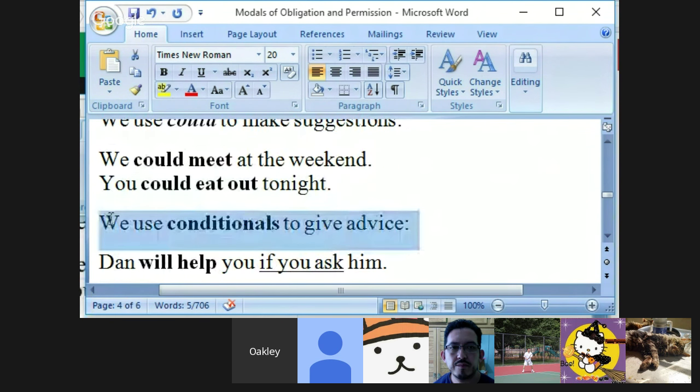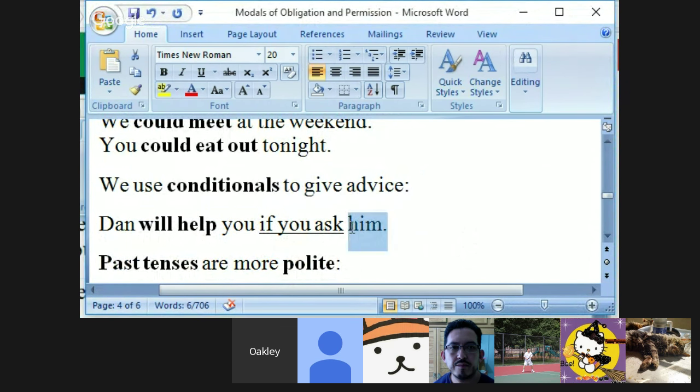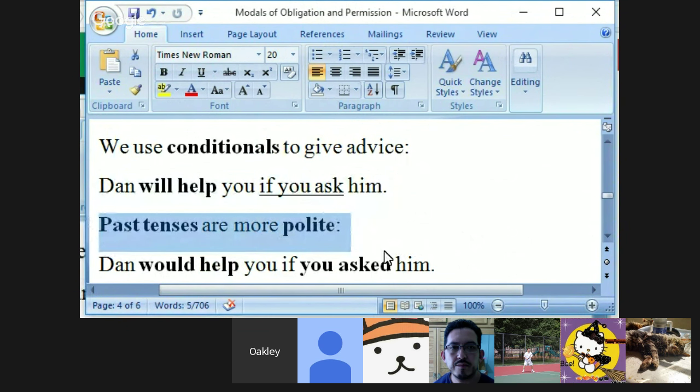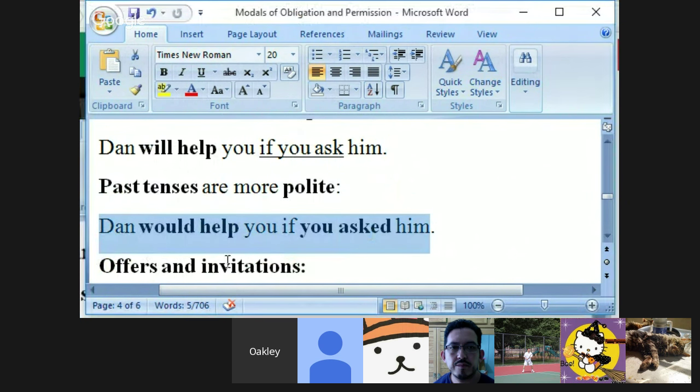We can also use conditionals to give advice. Notice what Daniel and I were discussing earlier also holds true here. Notice the first conditional, present tense, if you ask him, goes with will. Dan will help you if you ask him. So we're staying true to our conditional forms here. And as I was trying to explain, past tenses are just deemed to be a little bit more polite. So here you go, Daniel. Daniel would help you if you asked him.